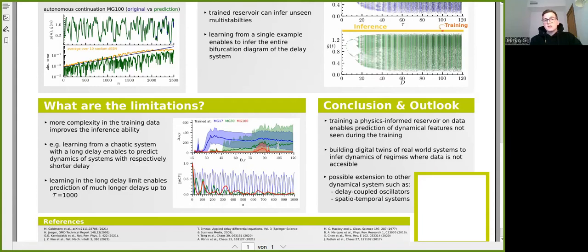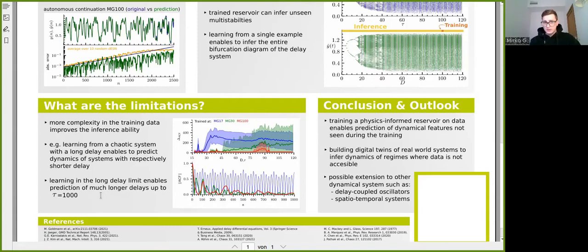In general, we found that if you learn in the long delay limit, where local and delay dynamics decouple, which you can determine with this autocorrelation function here, if you learn there, you can predict even much longer delays. So for the Mackey-Glass system with a delay of 100, train it with it, we can also predict the 10 times longer delay of 1000.